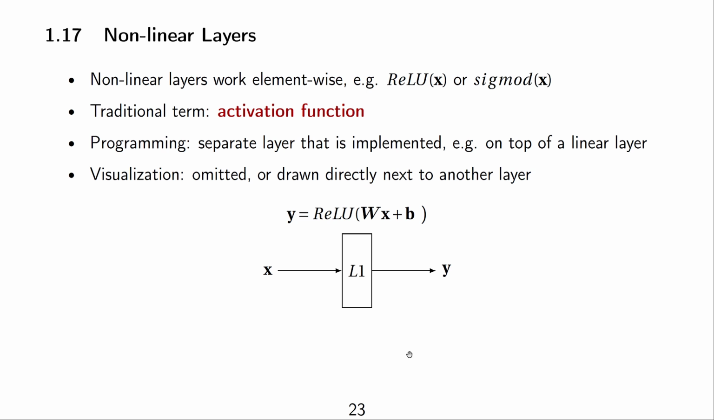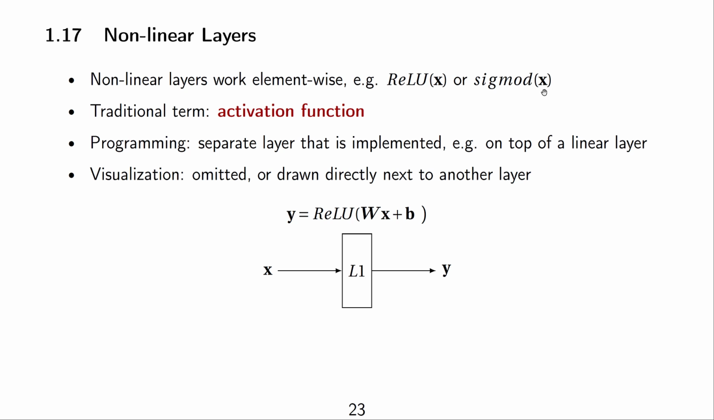For nonlinear layers, nonlinear layers work element-wise. So if you see something like ReLU of x, or even ReLU can take in an arbitrary tensor, it just goes over each element and clamps to 0. Whenever the element is smaller than 0, it would make it 0. Or analogously, sigmoid of a vector x proceeds element-wise. It applies the sigmoid function to each element of the vector.